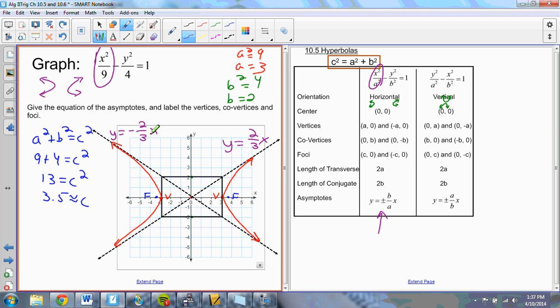What about transverse and conjugate? Transverse just means major axis. That's the transverse. Conjugate just means minor axis, basically. That's the conjugate. I'm not going to worry about it. Other questions? Okay, let's do a couple more.